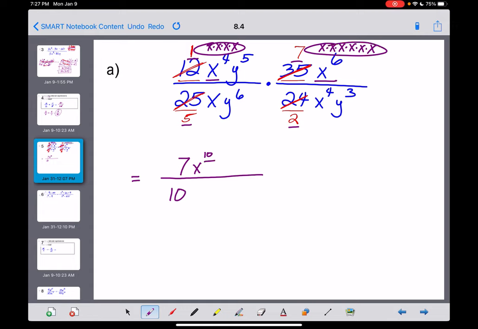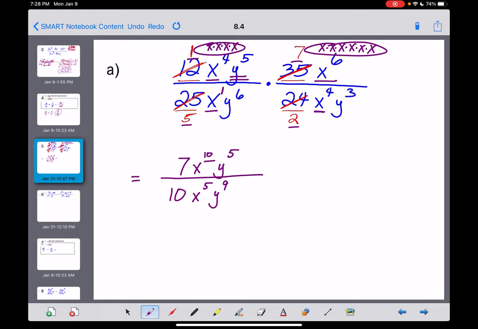How many y's are in the numerator? I've got y to the 5th, and that's it. So it's just y to the 5th upstairs. Now in the denominator, we have x multiplied by x to the 4th. And remember, guys, that's x to the 1st power. So add your exponents together, 1 plus 4, we end up with x to the 5th power. And down in the denominator, y to the 6th times y to the 3rd is going to be y to the 9th.